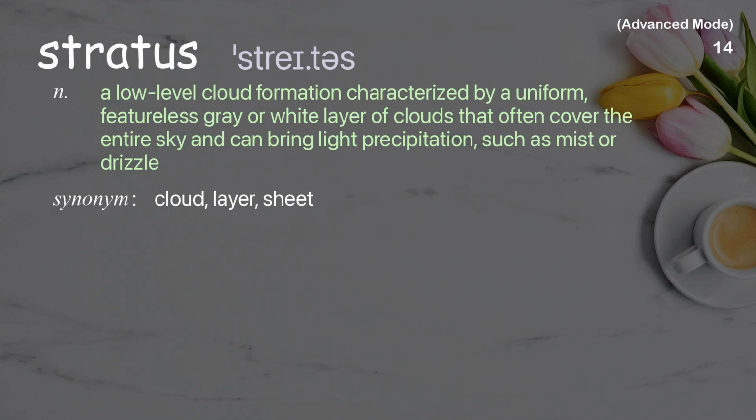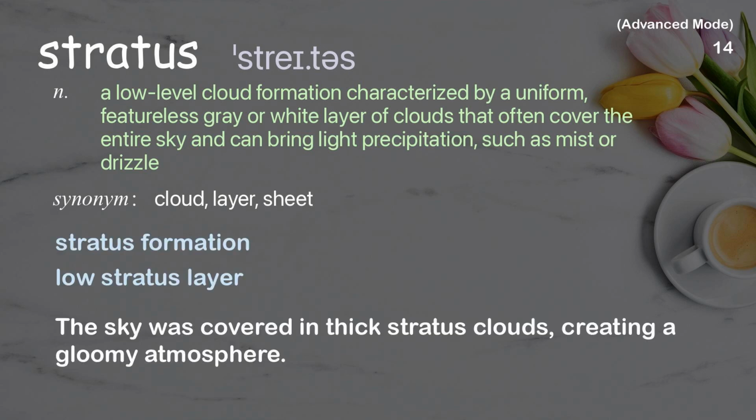Stratus. A low-level cloud formation characterized by a uniform, featureless gray or white layer of clouds that often cover the entire sky and can bring light precipitation, such as mist or drizzle. Examples: Stratus formation, low stratus layer. The sky was covered in thick stratus clouds, creating a gloomy atmosphere.